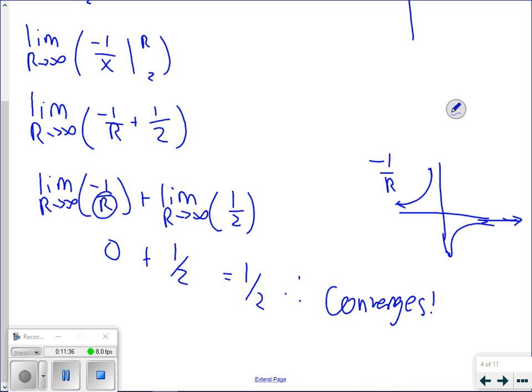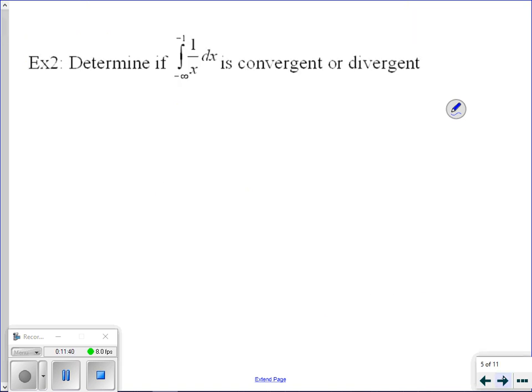All right. So pretty similar to the first example. Let's look at something different. Determine if it converges or diverges. It converges if we have a numerical answer, and it diverges if at any point we come across it saying does not exist.